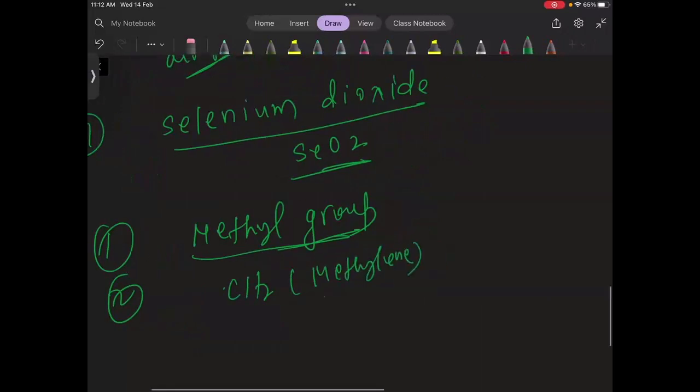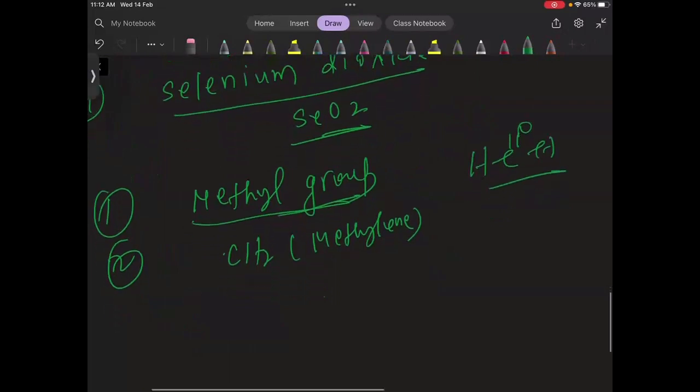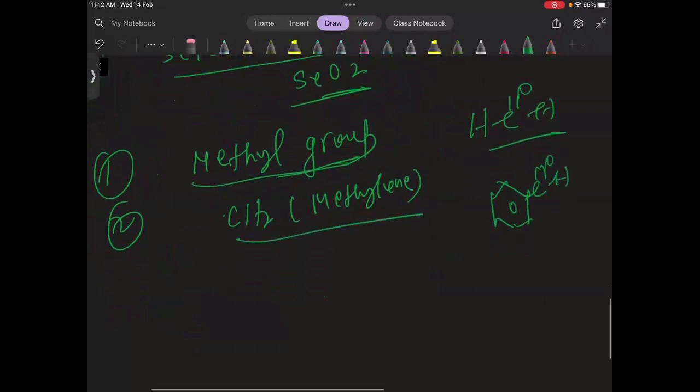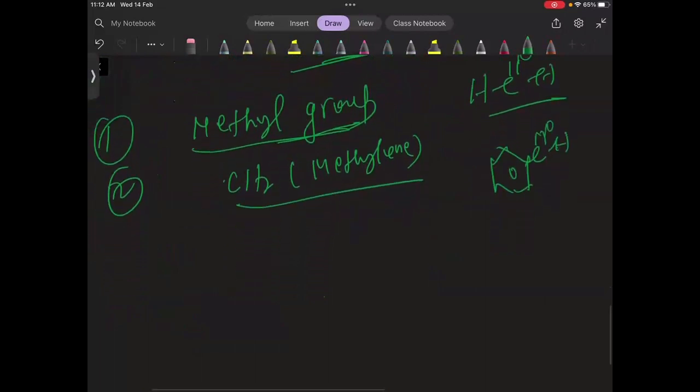So my question is, will formaldehyde be oxidized by selenium dioxide? Not at all, because formaldehyde contains neither a methyl group nor a methylene group. Benzaldehyde will also not be oxidized, keep in mind, because that also does not contain a methyl group or methylene group. So let's understand through one example, students.